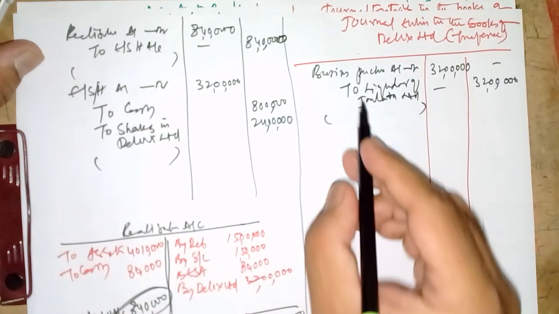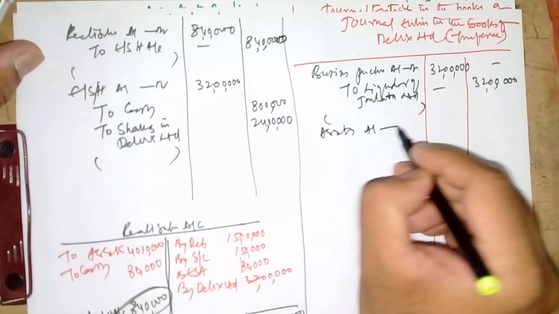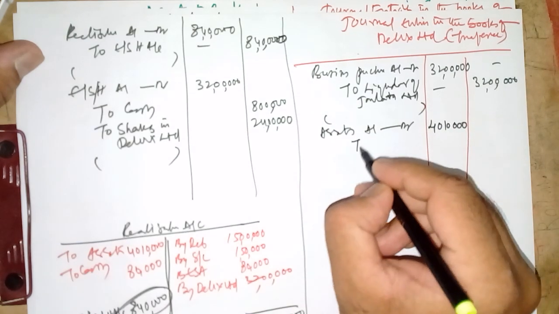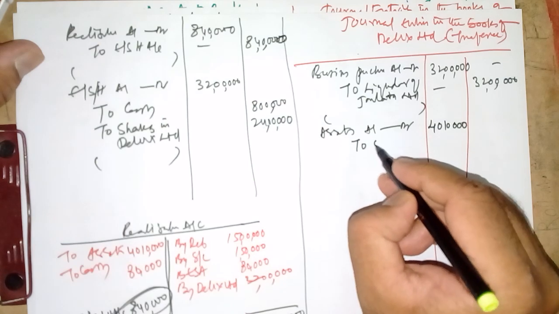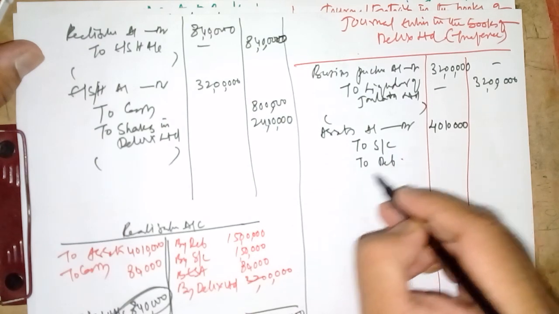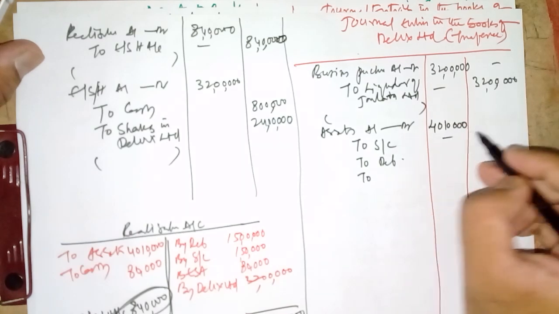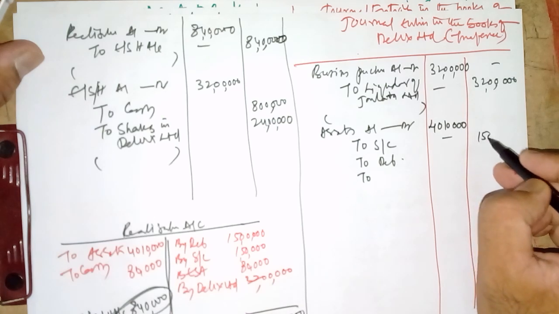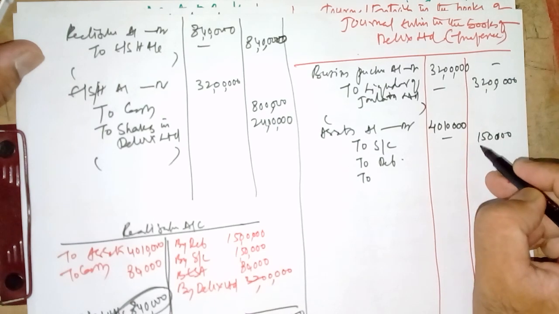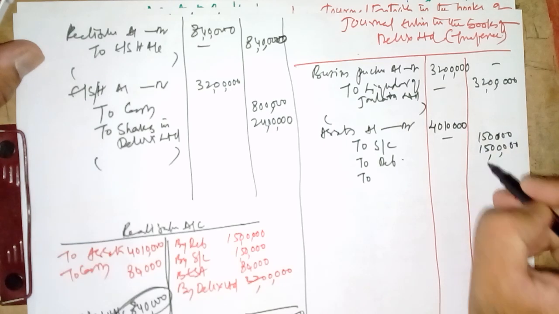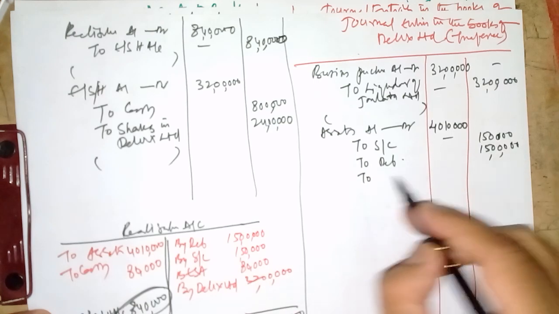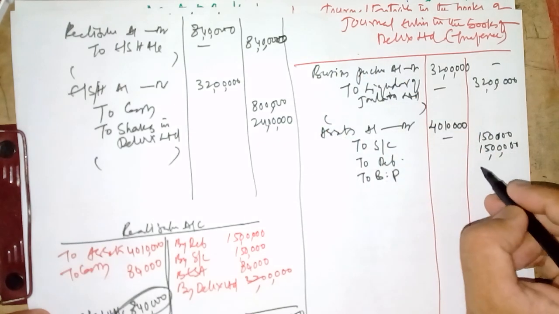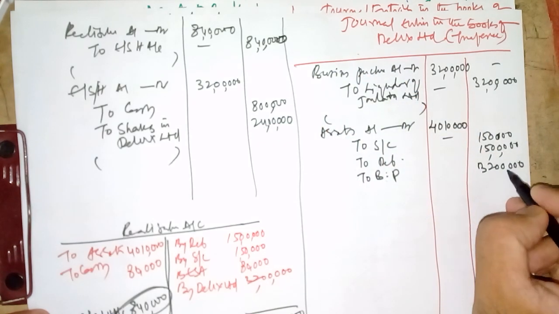Next, the assets taken over entry, that is assets account debit. How much is the value? Total assets is 40 lakh 10,000. To sundry creditors, to debentures, right? Sundry creditors is how much? Just now we have written sundry creditors value is 1,50,000. Then debentures are 15 lakhs. I'm doing a little bit fast, already the time of this video has gone over. So debentures is 15 lakhs, to business purchase, this amount, that is 32 lakhs, right?